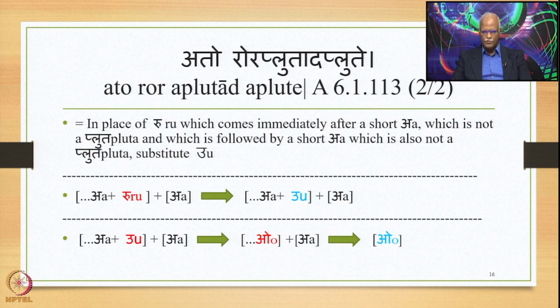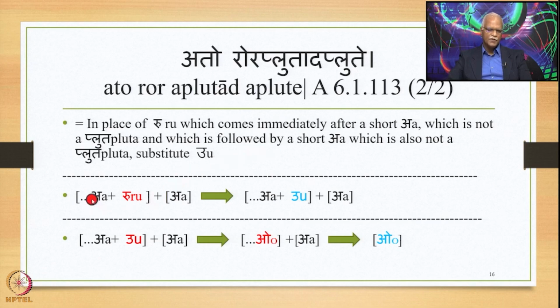In place of ru, which comes immediately after a short a, and this a should not be a pluta, and this a is followed by a short a which is also not a pluta, this ru is substituted by u. This can be put in the form of an equation in the following manner.